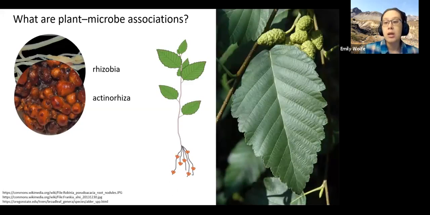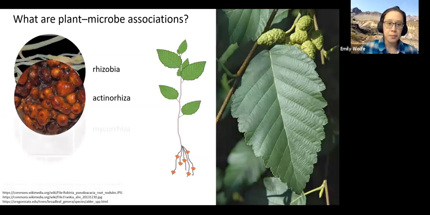And so Frankia also form nodules, and they allow their host plants to colonize nutrient-poor substrates as well. And we'll focus on this particular symbiosis in a little bit.